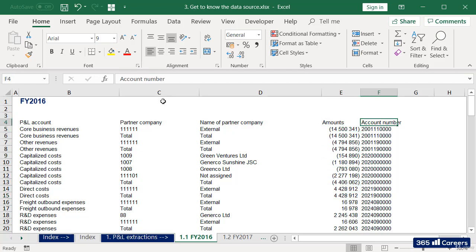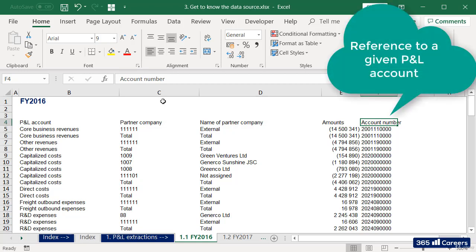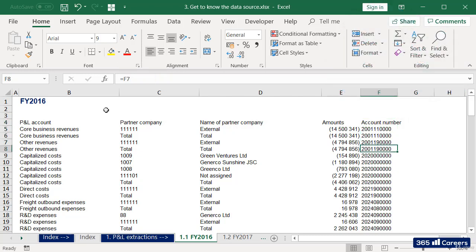Finally, column F contains a code, which is a reference to the given P&L item in the accounting system of Yvggg. It is common practice for each company to assign a code to the various line items in its financials in order to facilitate their use in Excel.